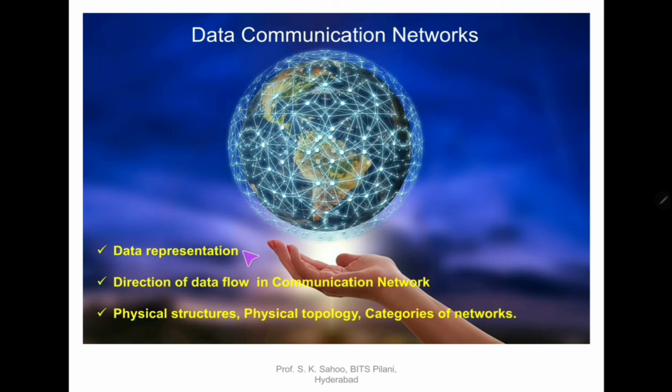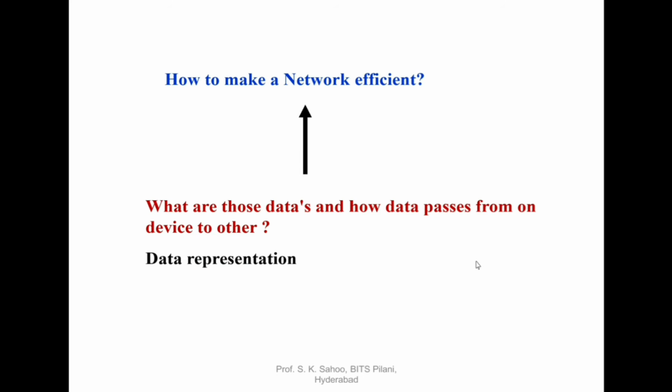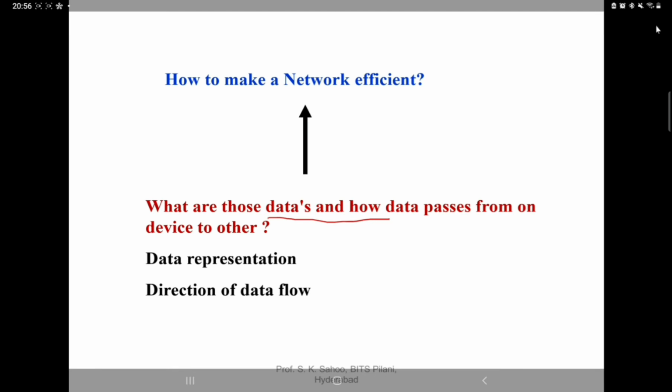Hello students, in this class we will be discussing data representation used in communication network, direction of data flow in communication network, physical structure, physical topology, categories of networks. Now how to make the network efficient? To make the network efficient, we have to understand what are those data and how this data passes from one device to other device. So let us see data representation and direction of data flow.